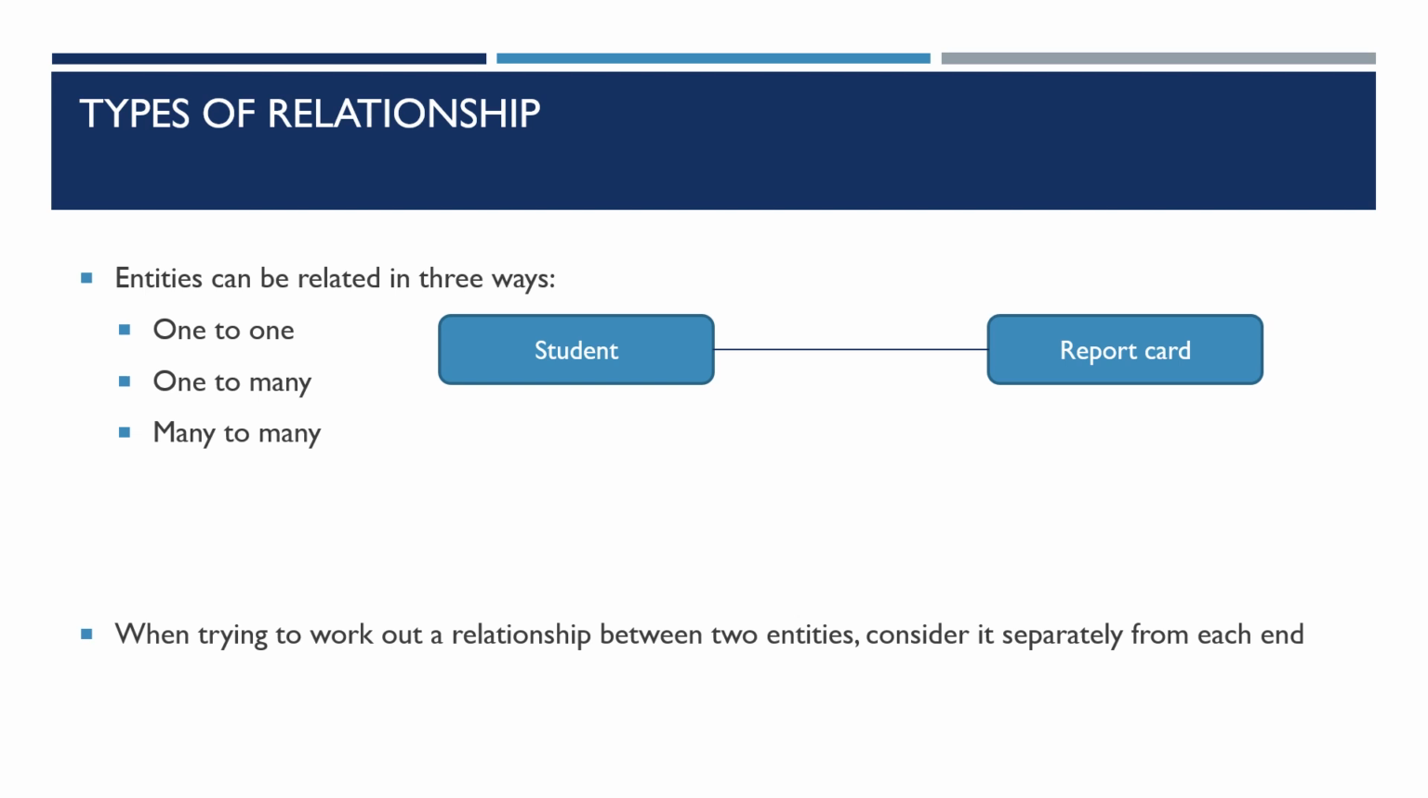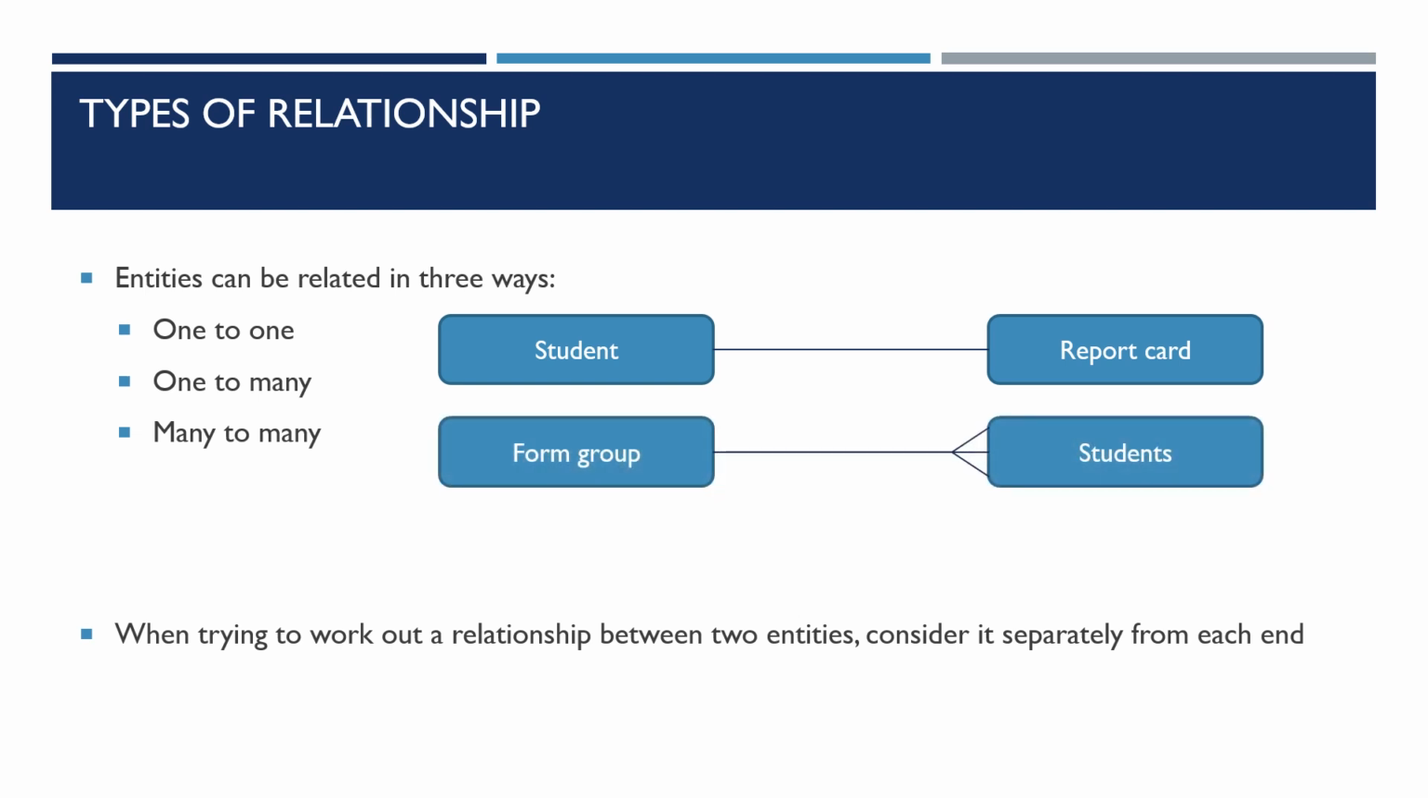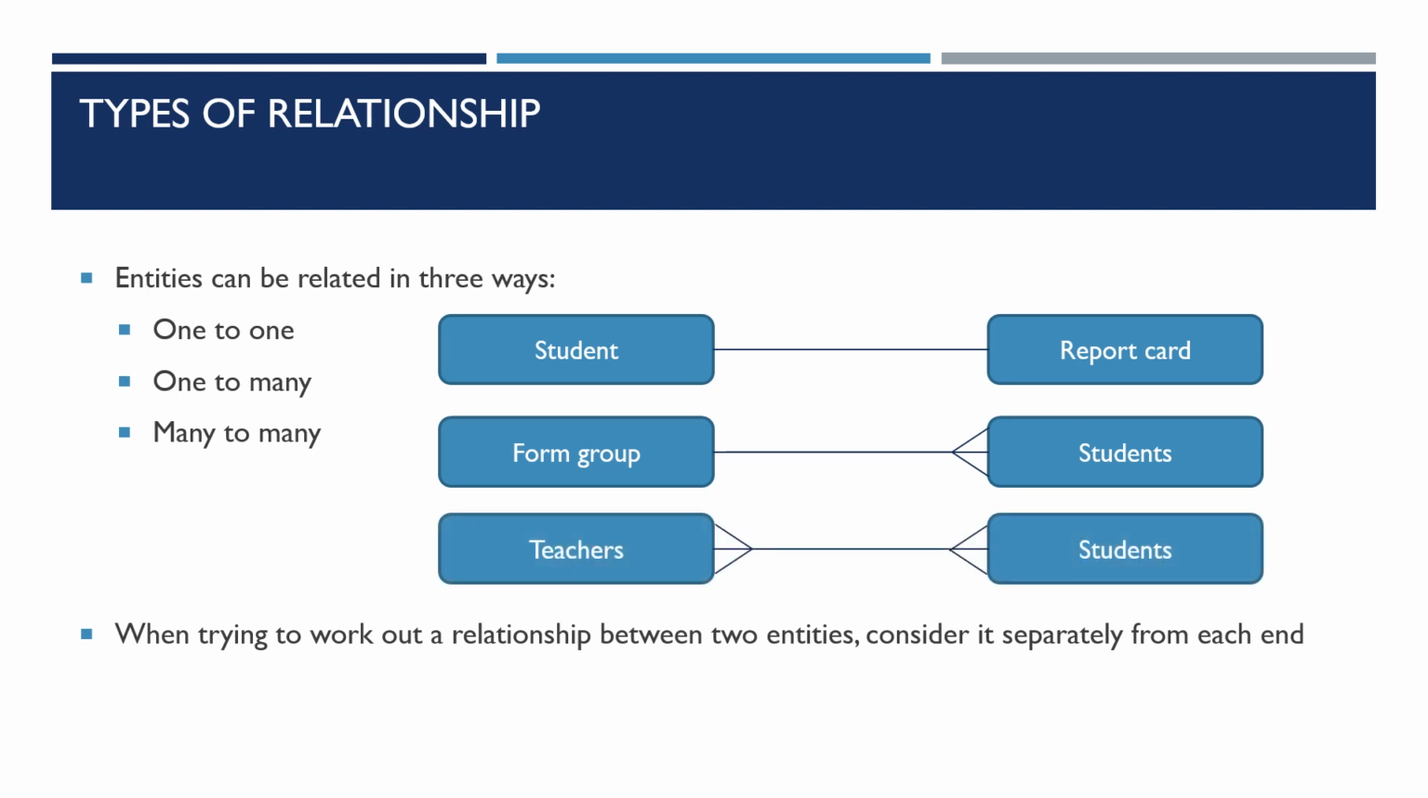If we look at a form group and students, one form group will contain many students, but any one student will only have one form group. Therefore, we have a one-to-many relationship. When we consider teachers and students, one teacher will have many students, and one student will have many teachers. Therefore, we have a many-to-many relationship.